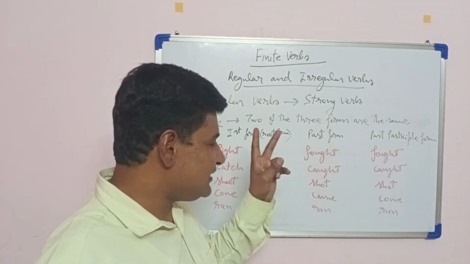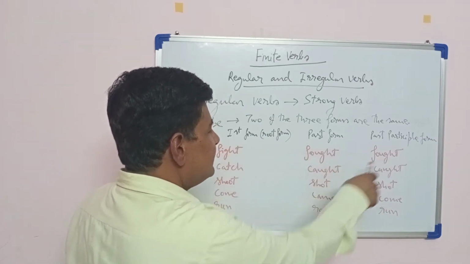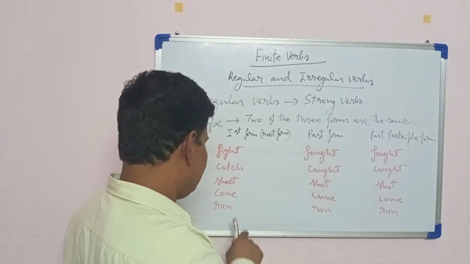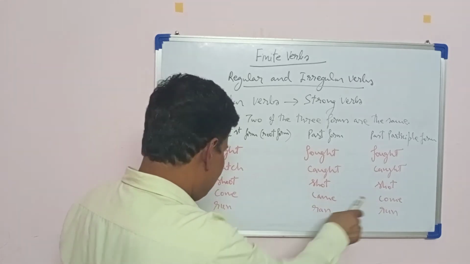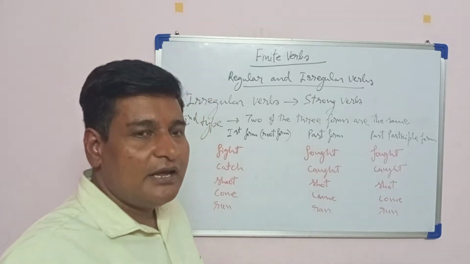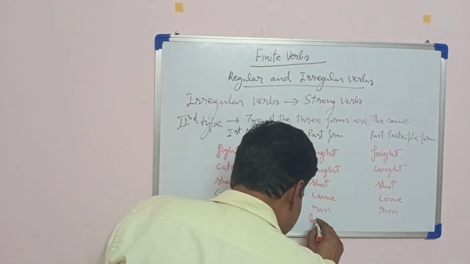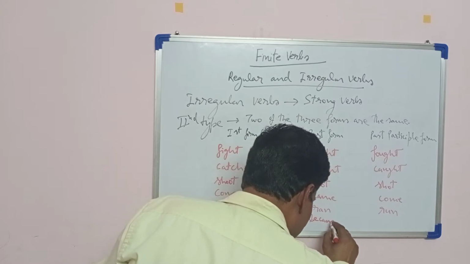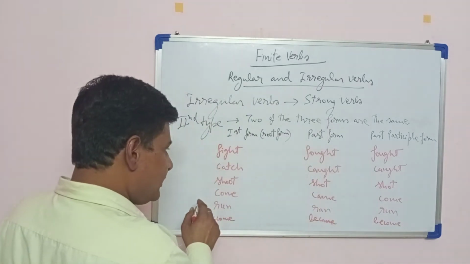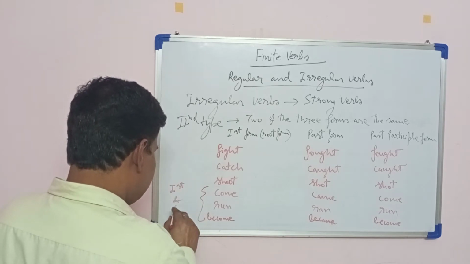Fight, fought, fought, second and third form. Catch, caught, caught, second and third form. Shoot, shot, shot, second and third form. Come, came, come, first and third form. Run, ran, run. Here you can see first and third form. In the same way, there is one more verb, become, became, become. So in the last three, you can see first and third.